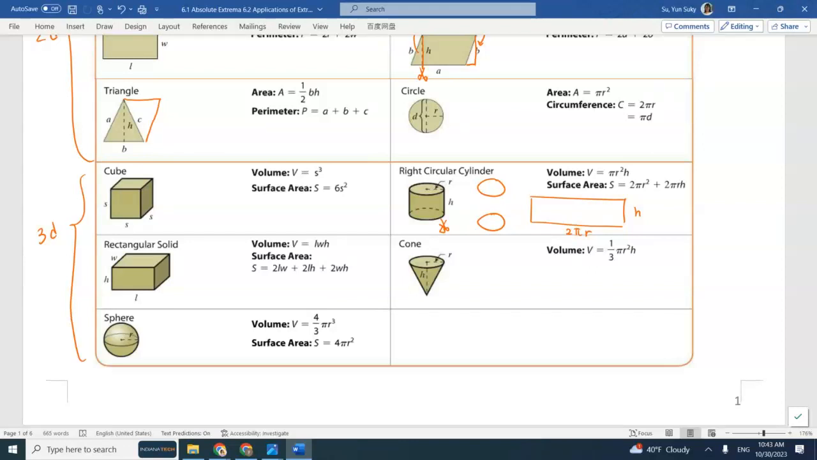Okay, why is this 1/3? When we go to Applied Calc 2, we can talk about why. Okay, so this is 1/3. And sphere volume, this one you've got to memorize. Volume is 4/3 pi r cubed. Okay, 4/3 pi r cubed.